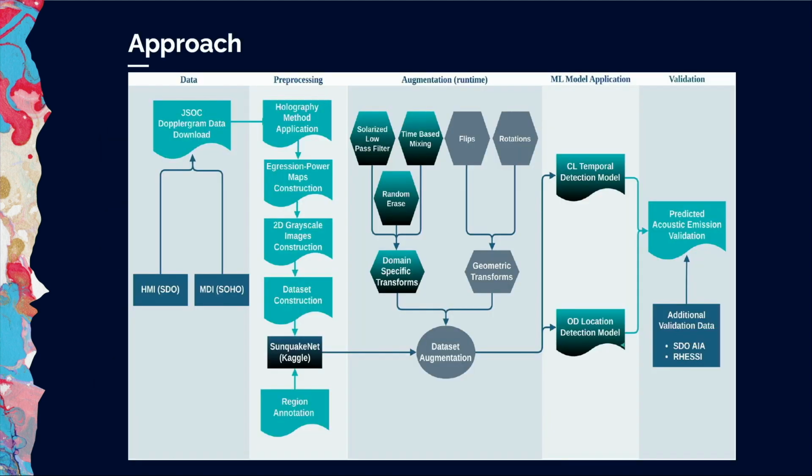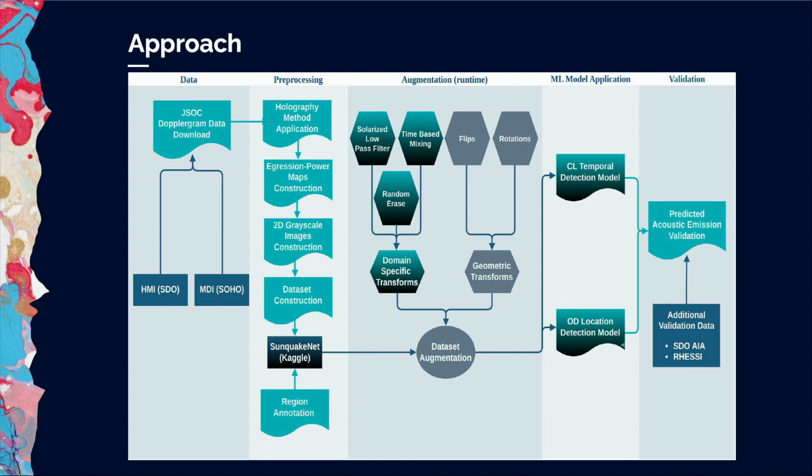So this is our full approach. We started with Dopplergram data that we downloaded from JSOC. We applied the holography method. We constructed a data set that is published on Kaggle, so if you want to play with it, please feel free to do that. Then on this data set, we performed a set of augmentations, and this part is very important because it had a great impact on the results.